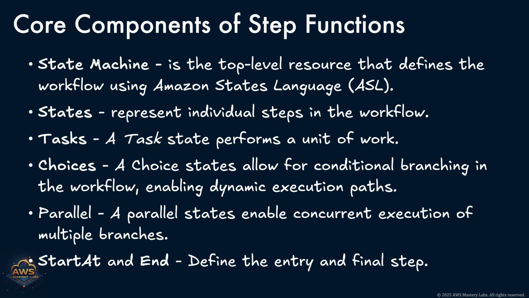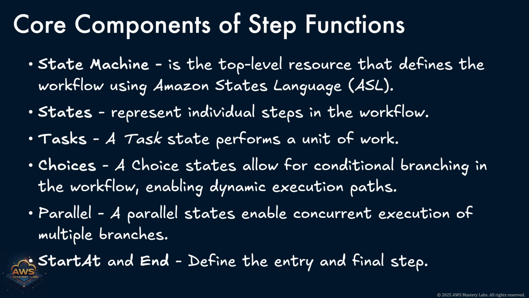Each task can return output that flows into the next state, making it easy to pass results downstream. To add intelligence to the flow, Step Functions provides the choice state. This allows you to introduce conditional logic, so your workflow can take different execution paths based on the data at runtime. For workloads that can benefit from parallelism, the parallel state comes into play. This state lets you run multiple branches of execution simultaneously. For example, processing multiple datasets or calling multiple APIs concurrently. Once all branches finish, the workflow continues to the next step.